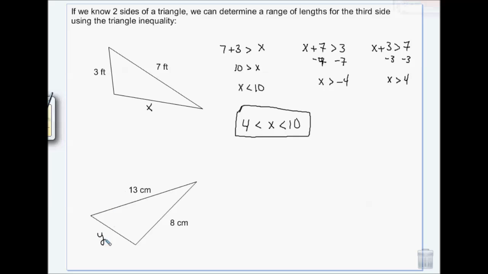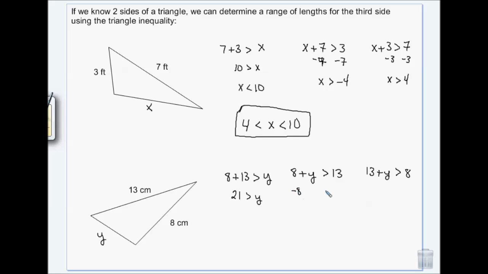I'll just call this y. So 8 and 13 is going to have to be greater than y. 8 and y is going to have to be greater than 13, and 13 and y would have to be greater than 8. If I add these together, I get 21.